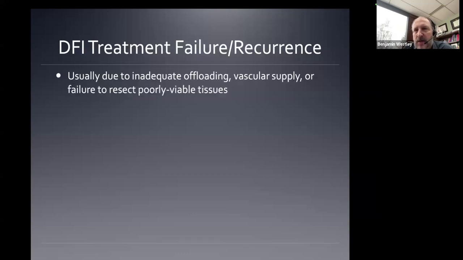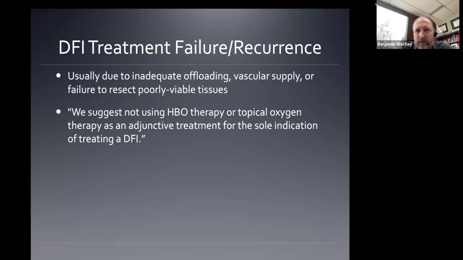So why would these fail? Because I think many of us have seen that patients have been treated 2, 3, 4 times, and they fail and recur. And this is typically due to either inadequate offloading, bad vascular supply, or just inability to resect tissues all the way back to viable tissues. A lot of patients with vascular disease and diabetes just cannot heal their tissues and have microvascular disease, et cetera. And it doesn't matter what antibiotics you give, they're going to have problems.